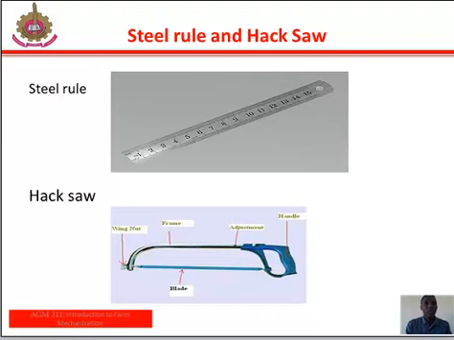Next we have steel rule. Steel rule is useful for ruling straight lines, testing straight edges, and testing flat surfaces. We also have hacksaw. Hacksaw for farm work is used for cutting metals with a minimum waste to ensure that the edges do not bend or distort.